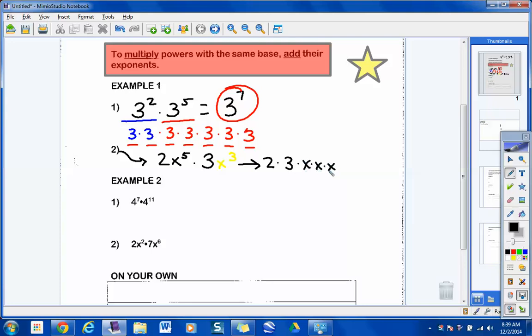Okay, and then likewise right here. How many x's are right here? How many x's do I have right there? 5. Thank you, Mr. Slater.